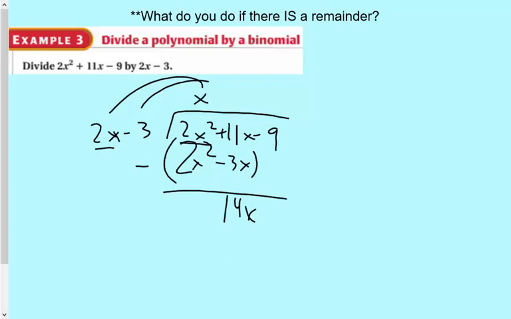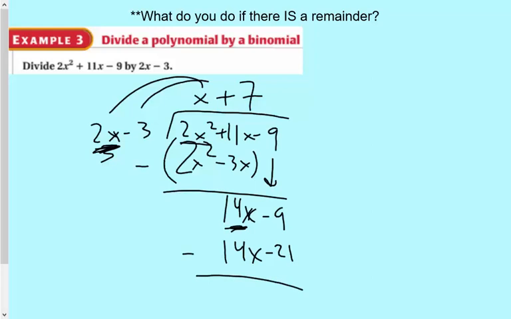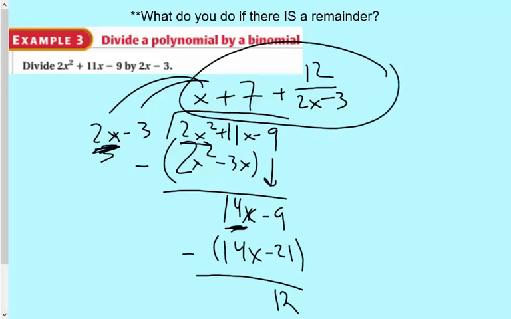That's where you have to be careful. And then bring down the negative 9. So now I look at 2x and 14x. You need to multiply that by 7. 2x times 7 gives me 14x. And then 7 times negative 3 is negative 21. Again, we're going to subtract. 14x minus 14x is 0. Negative 9 take away negative 21 is really negative 9 plus 21. That gives me 12 as my remainder. So I'm going to put plus 12 divided by 2x minus 3. That is how you do the remainder. You're taking the 12 and the 2x minus 3.